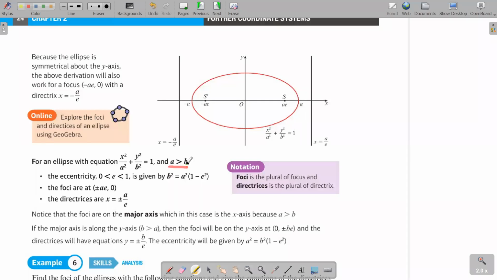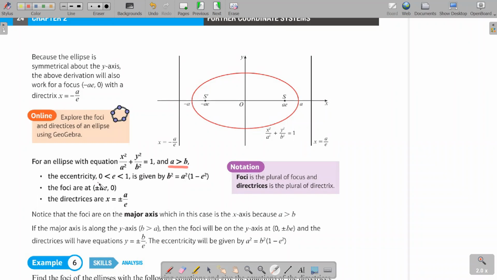There's an extra condition. And what? A is greater than B. So when A is bigger than B, we say the x-axis is the major axis. Now there is something like that also in the ellipse, which means you must look into which axis is the major axis. If the x cutting points are larger than the y cutting points, or basically if the A values are bigger than B, then the x-axis is the major axis.